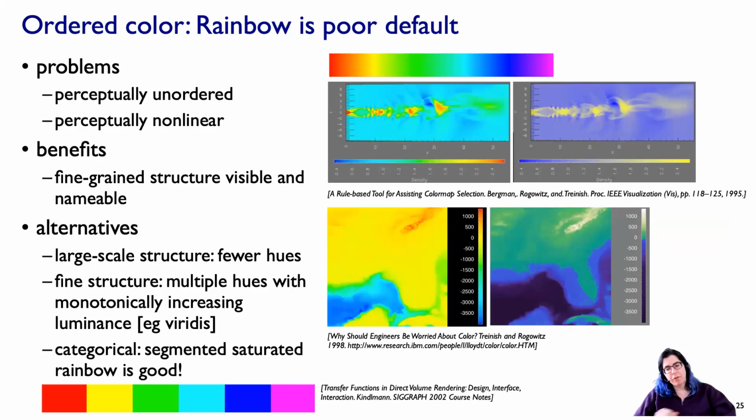I want to point out that there are situations in which rainbows are actually good, not bad. If you're trying to show categorical data, then we actually really like rainbows because they are highly saturated. And when you have small scattered regions of color, we really want something highly saturated so we can see it, because the smaller something is, the harder it is to see color, and the more we need saturated colors to be visible. So if you've got categorical data and you want to segment it rather than show something as ordered, then in fact rainbows can be perfectly good.